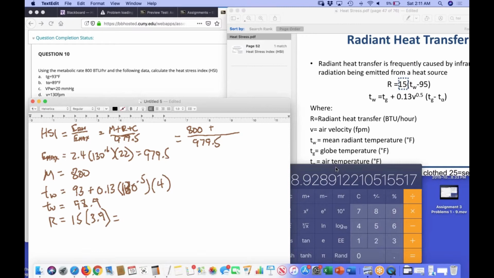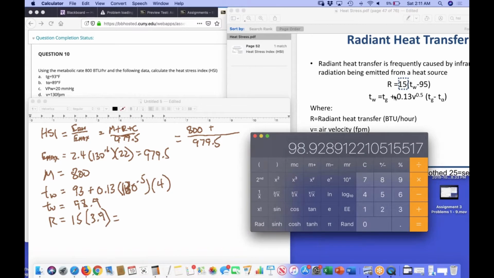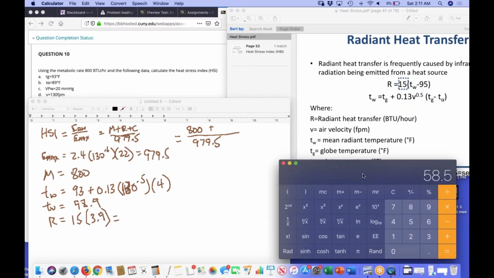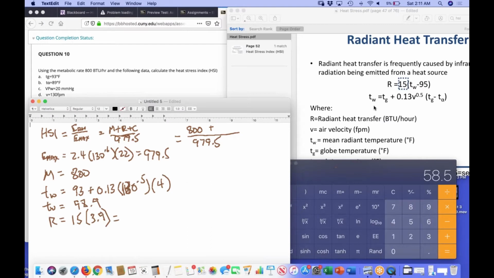Let me get my calculator back. Memory, 15 times 3.9 is equal to 58.5. So I'll put 58.5 up here also. And we'll move on with our calculations to our convective heat loss.